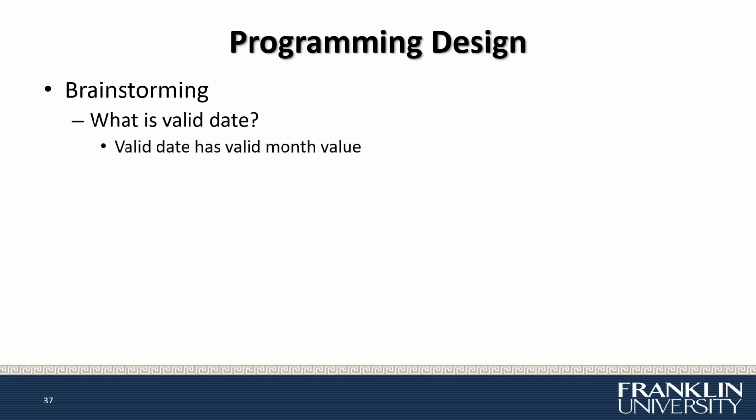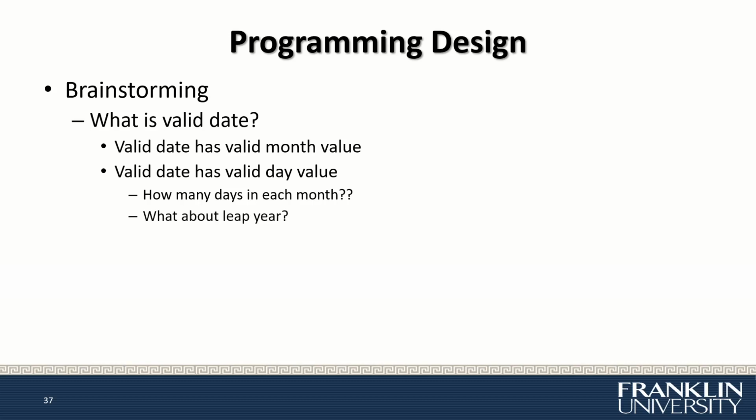Well, a valid date has a valid month value: 1 for January, 12 for December. Valid dates have a valid day value. For example, February 29 is not a valid date because there's no 29th day in February unless it's a leap year. So you need to know how many days are in each month, right? And you need to take the leap year into consideration. And valid dates have a valid year value also. Month, day, and year: those three things have to be valid.